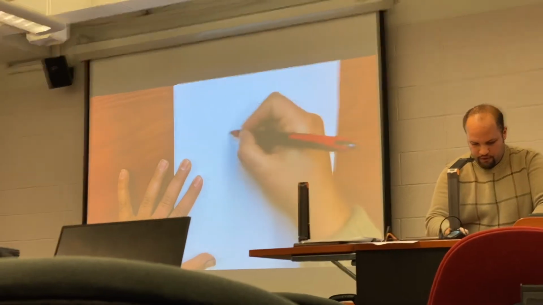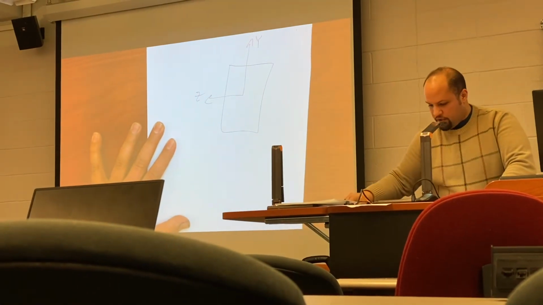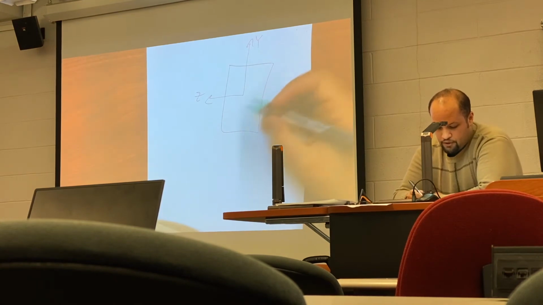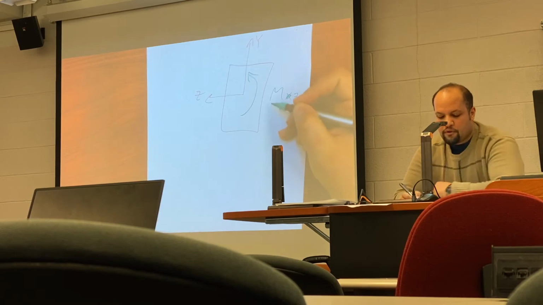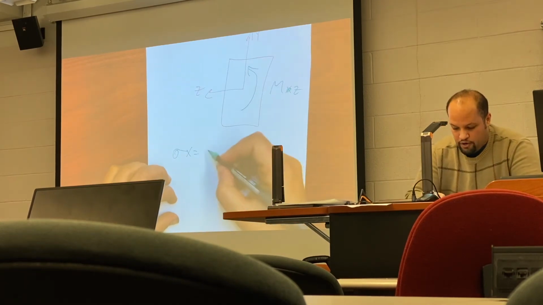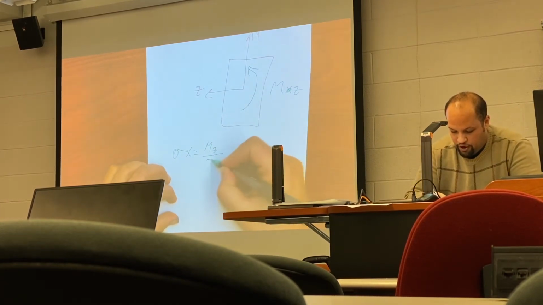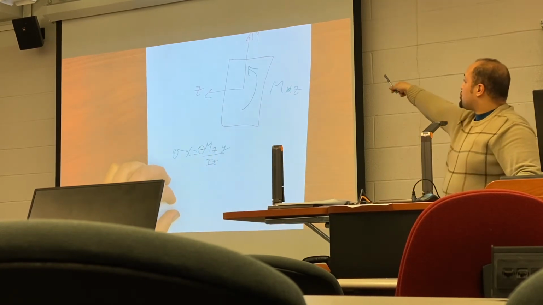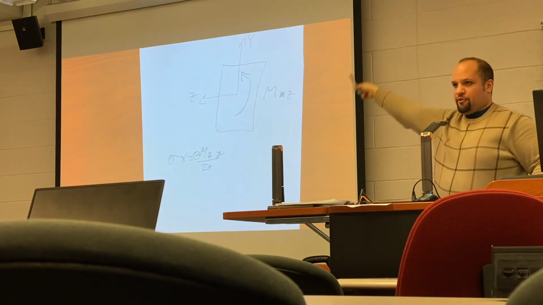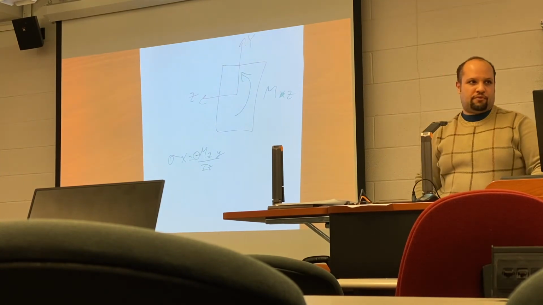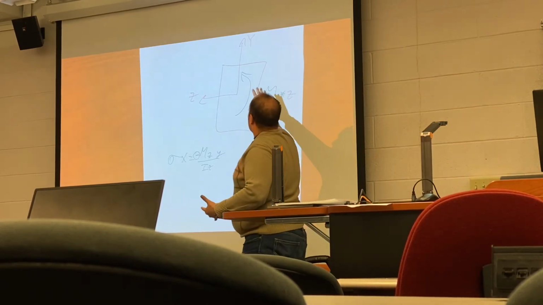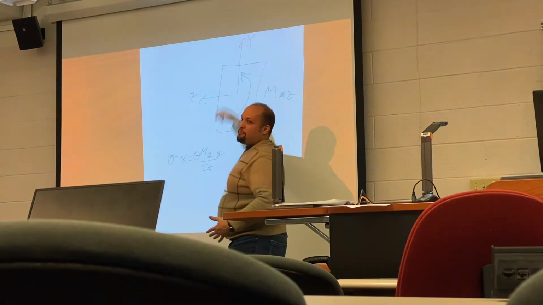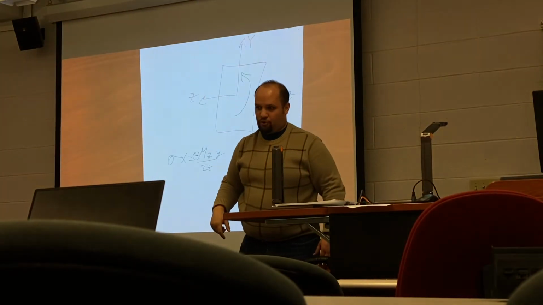If this is Z and this is Y, if your moment is like this, then sigma x equals negative Mc over Ic times y. You check with the positive coordinate whether it's the head or the tail of the arrow. Or in other words, from the moment, the tail produces the tension and the head produces the compression. This is how it works.